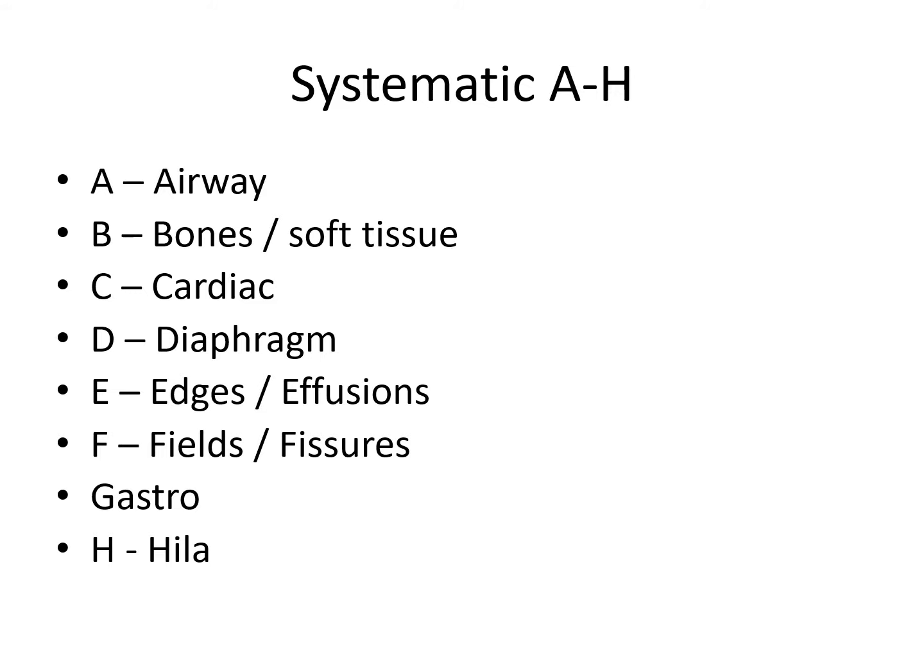F is fields, fissures and foreign bodies. So we're looking to check the lungs for infiltrates, interstitial versus alveolar, masses, and consolidation, which can show as air bronchograms, as well as pneumothoraces and vascular markings.